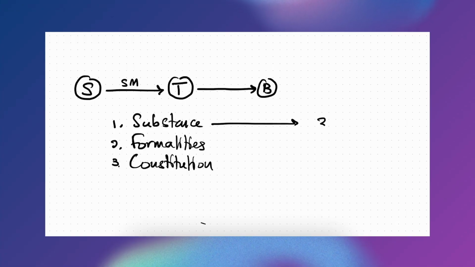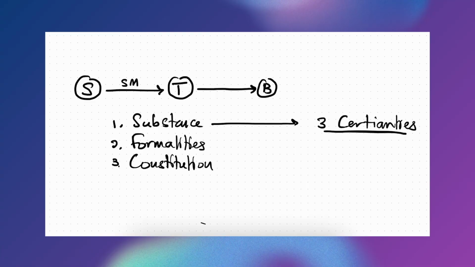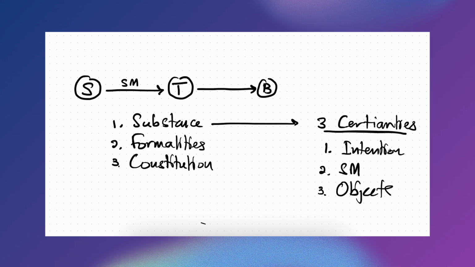So there are three certainties that you need to satisfy when creating and satisfying the requirement of substance. Number one, certainty of intention. Number two, certainty of subject matter. And number three, certainty of objects. So if you want to create a valid trust, you need to satisfy three requirements: substance, formalities, and constitution. And under the requirement of substance, you need to ensure that the three certainties are satisfied. That is, there must be certainty of intention, certainty of subject matter, and certainty of objects.